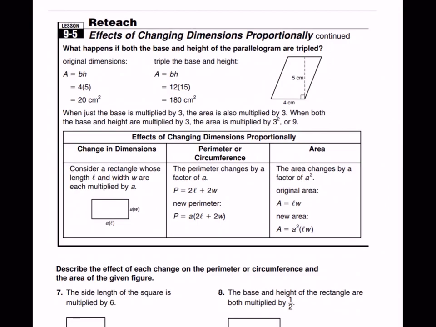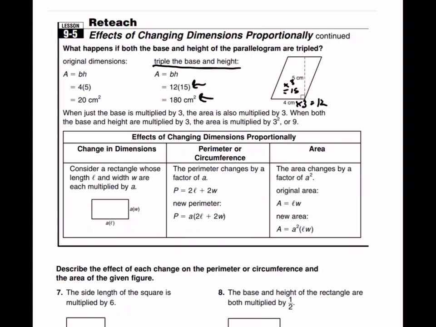So I have an example here. Again, this is the same parallelogram. It says the original dimensions are 4 centimeters and 5 centimeters. We do base times height, and get 20 centimeters squared. Now, in the first example last time, I only tripled the base, right? But this time I'm going to triple both dimensions, base and height. So when I triple both, I get 12 and 15, because 5 times 3 is 15, and 4 times 3 is 12. And so that gives me 180 centimeters squared.